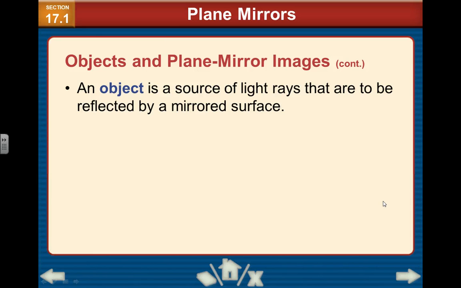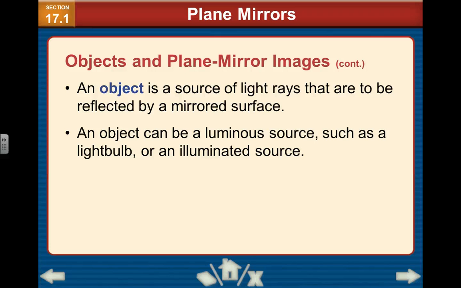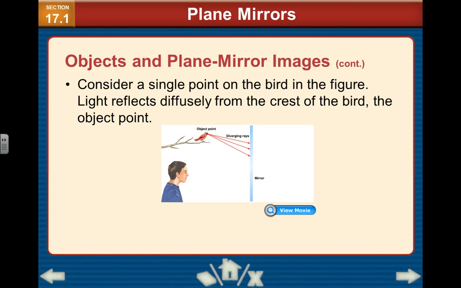The object, when we talk about the object, we're defining that as basically being the source of the light rays that are being reflected by the mirrored surface. The object can either be luminous itself or it could be illuminated by another source. Doesn't really matter. The mirror is still going to reflect the rays coming off of here. Here we have an illuminated object.